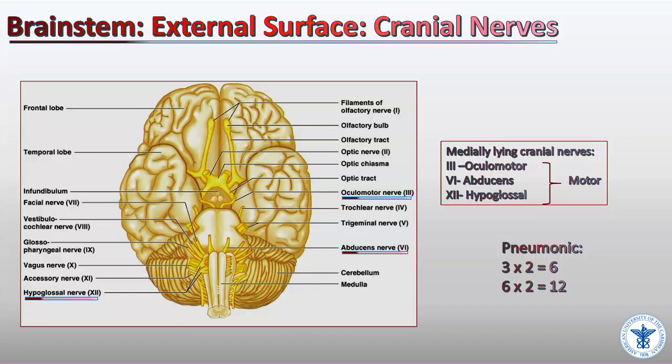Now, talking about the external features, the external surface of the brainstem, what is important to understand here is that the brain is oriented horizontally.